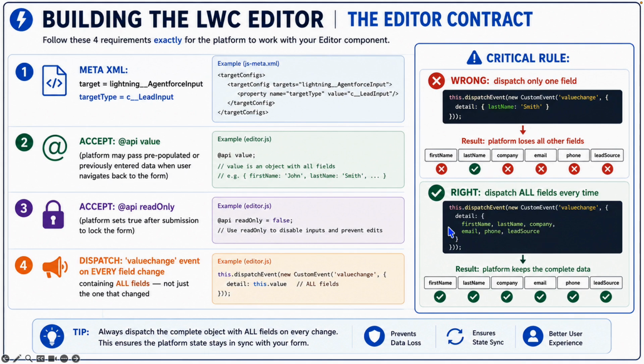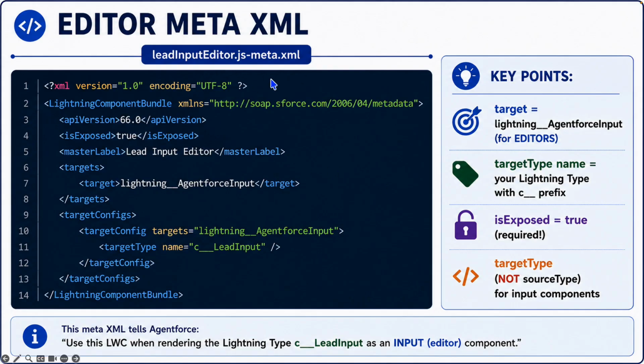So here you can see, if I have to dispatch this many fields, I need to specify all the fields along with the values that need to be dispatched. Okay, so this is how the complete editor will look. I also want to further deep dive into this XML file, because here I want to talk specifically about the target type. Right, this is the way of letting Agentforce know that this is the Lightning Web Component that needs to be rendered as an input component.